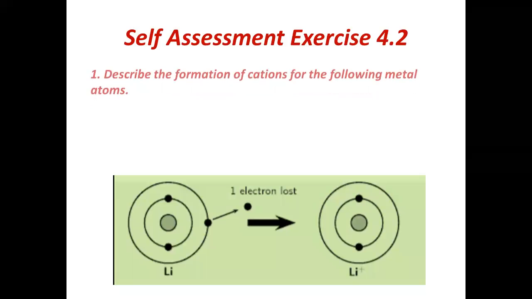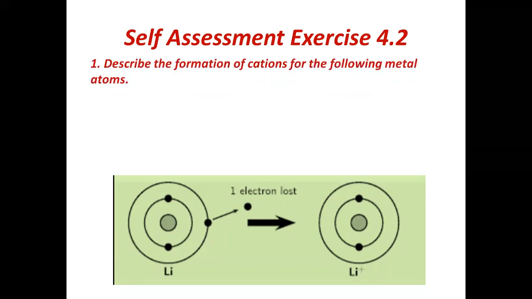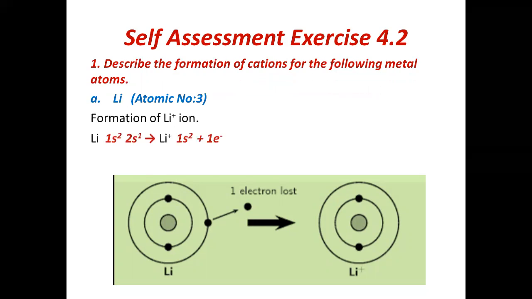Self-assessment exercise 4.2. Describe the formation of cations for the following metal atoms. Lithium, atomic number of lithium is 3. For the formation of the lithium ion, first of all, we will write its configuration. Configuration of lithium is 1s2, 2s1. It has one electron in the outermost shell.